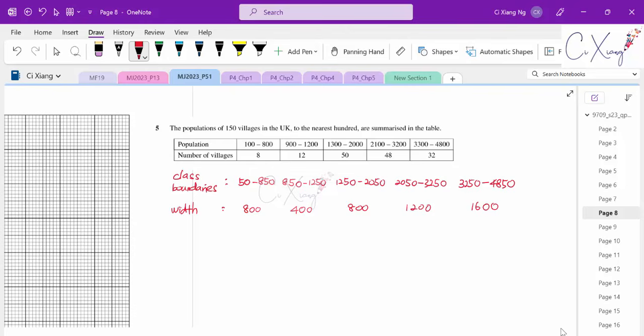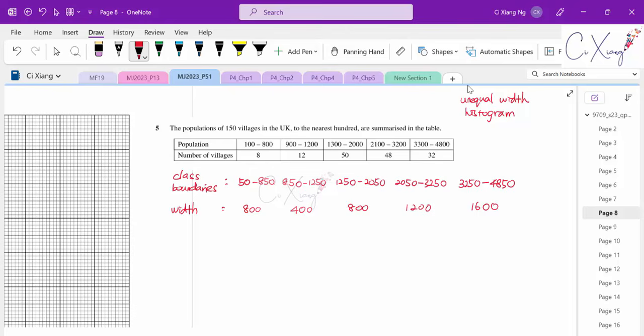After I get the width, you can see that not all the widths have the same value. Therefore, for this histogram that you want to sketch, it is an unequal width histogram. You can see very clearly that our class boundaries do not have equal width. So we are going to sketch an unequal width histogram.